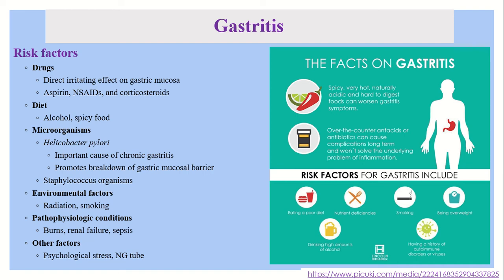Gastritis is an inflammatory process, inflammation of the stomach. The risk factors for gastritis are drugs that have a direct irritating effect on the gastric mucosa, such as aspirin, non-steroid anti-inflammatory drugs, and corticosteroids; diet, as well as alcohol and spicy food; microorganisms, Helicobacter pylori, an important cause of chronic gastritis that promotes the breakdown of the gastric mucosal barrier. Also staphylococci may play a role as a risk factor. Environmental factors: radiation, smoking; pathophysiologic conditions such as burns, renal failure, sepsis, and other factors. For example, physiological stress, nasogastric tube.